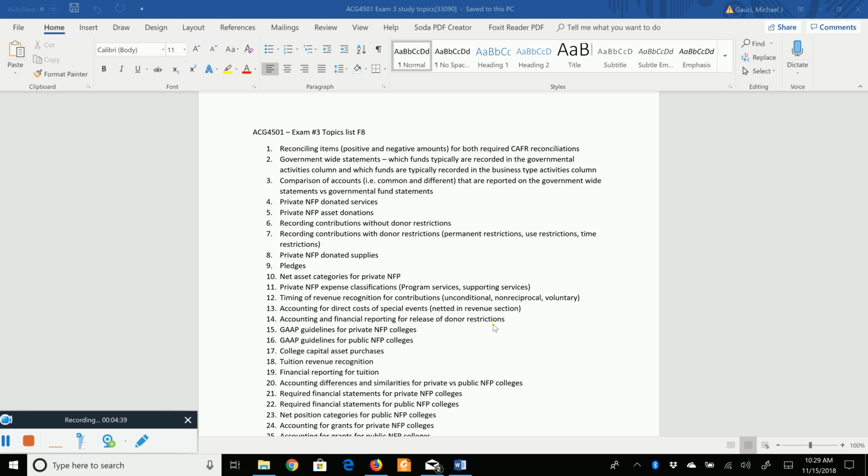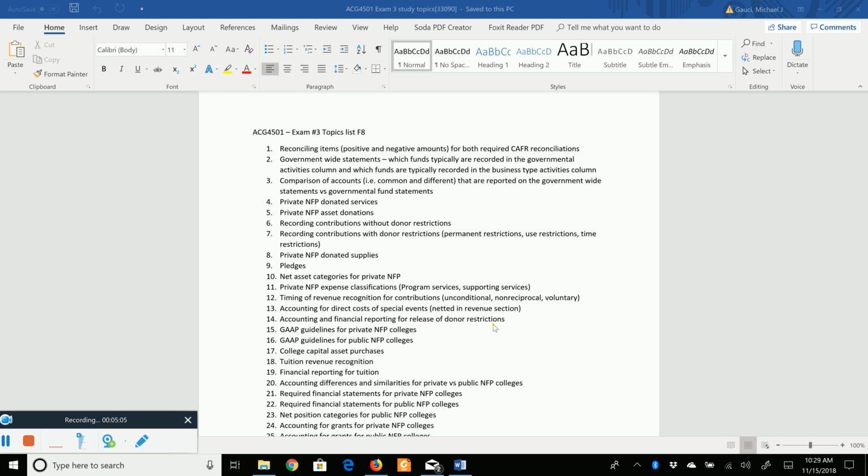Number 2, the government-wide statements. So basically what I'm talking about here is when you get to the government-wide statements, there are 2 columns, governmental activities and business type activities. And basically what I want you to understand is what funds typically roll up into the governmental activities column and which funds roll up into the business type activities column.